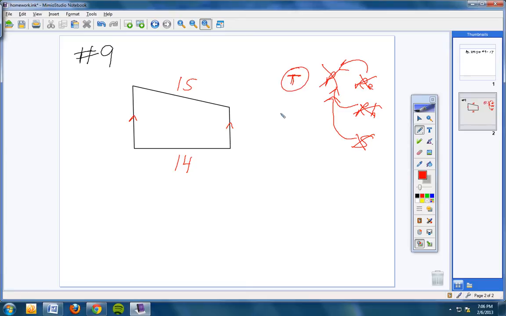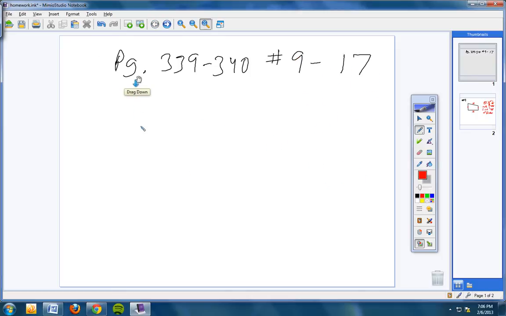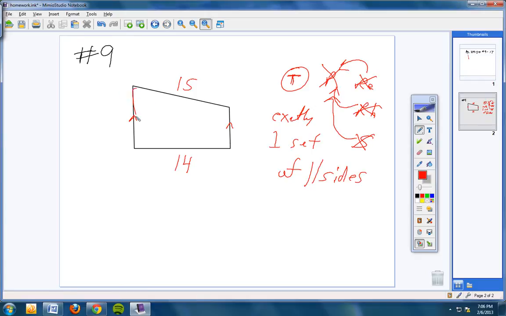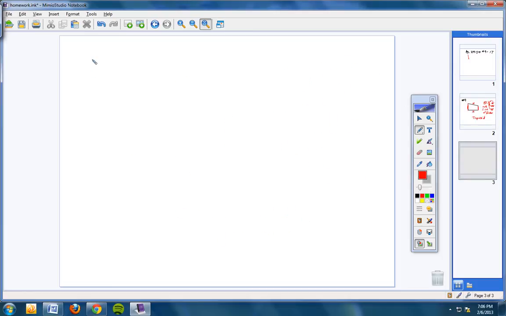But let's see. The definition of a trapezoid is exactly one set of parallel sides. And you guessed it, that's what we got. You've got this side right here and this side right here. They're parallel. And these sides are not. So you have exactly one set of parallel sides. We have a trapezoid. All right, moving on to number 10.